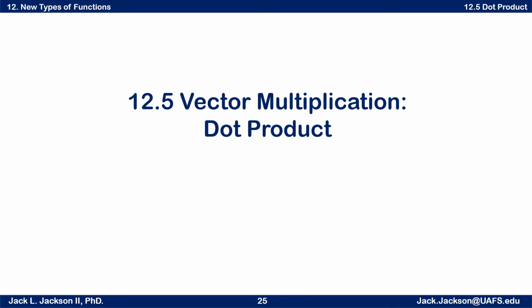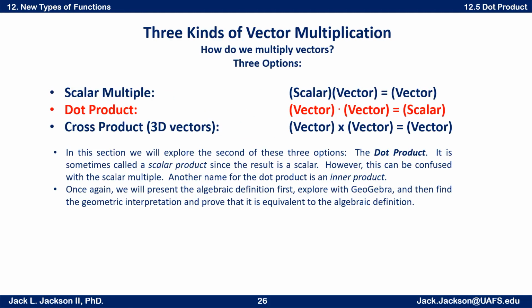In this video, we're going to be talking a little bit about the dot product of two vectors. So in the previous video, we talked about a scalar multiple, which was a scalar times a vector, and the answer was a vector. In this video, we'll talk about the dot product, which is a vector dot vector, which is a scalar.